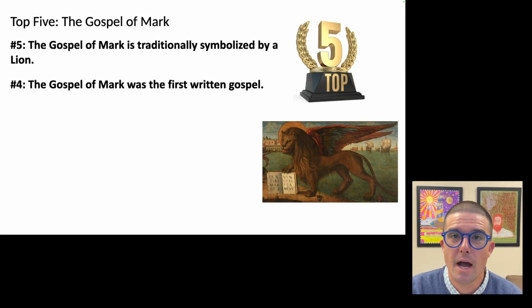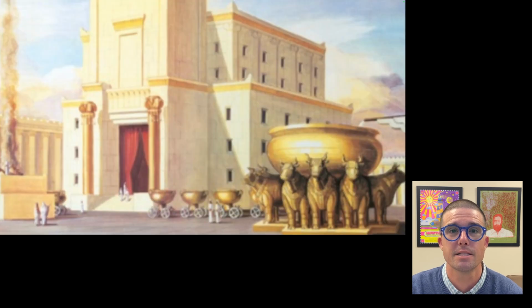Number 4. The Gospel of Mark was the first written gospel. By most scholarly counts, the Gospel of Mark was written just before or just after 70 CE. The destruction of the Second Temple by the Romans tends to be the pivot point for dating the Gospel.